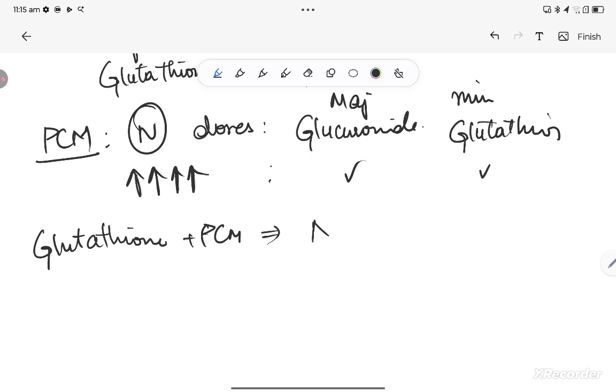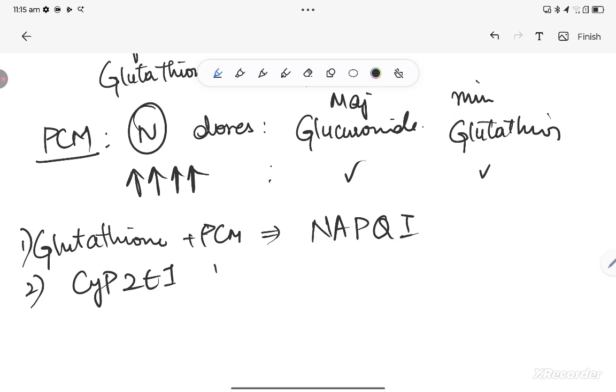There are two important things here. One is your glutathione conjugation. Why is this toxicity happening? The other one is that paracetamol gets metabolized by CYP2E1. Both result in excessive formation of NAPQI. NAPQI is a highly toxic metabolite.